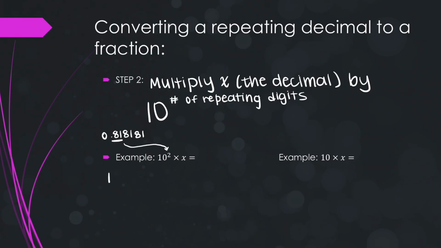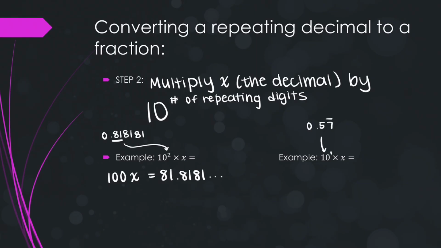And if I was to write this out, I'd have 10 squared times x, but that could also be 100x, or we're kind of like in scientific notation where we move that decimal 2 spaces to the right, and it would become 81.8181. And we're going to be using both forms in the next step. So I would write it out like this: you have one side with the 100x and the other with the decimal.